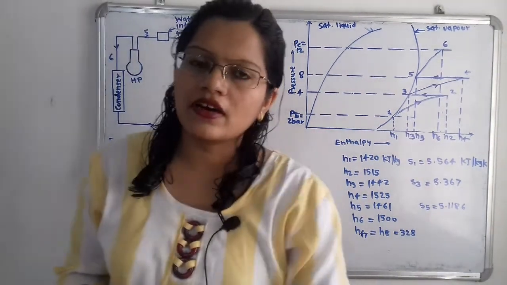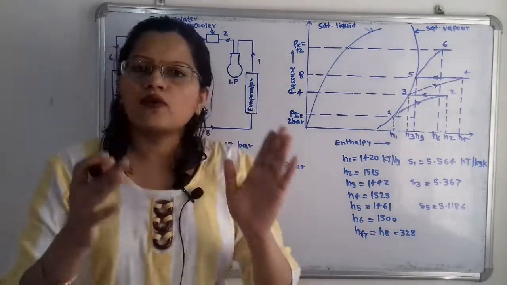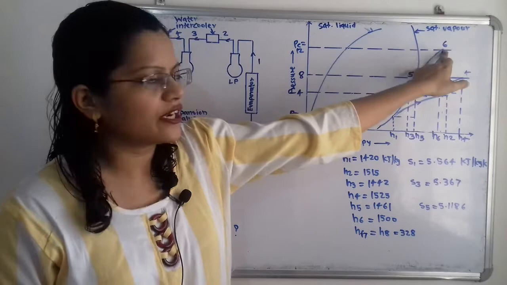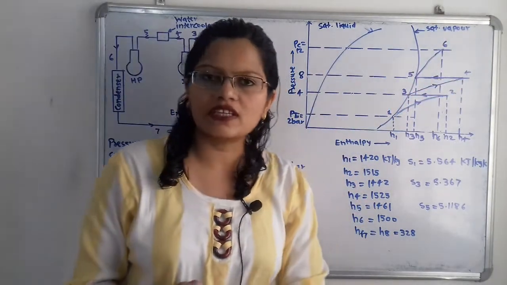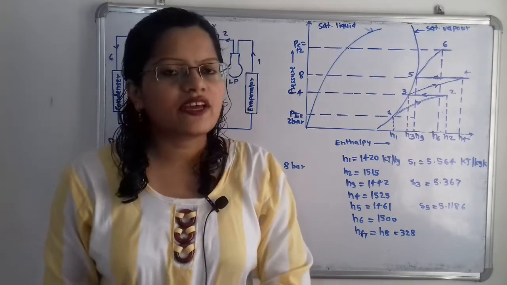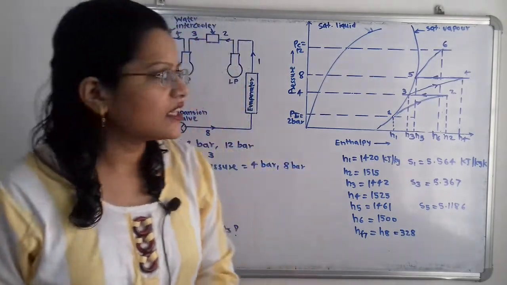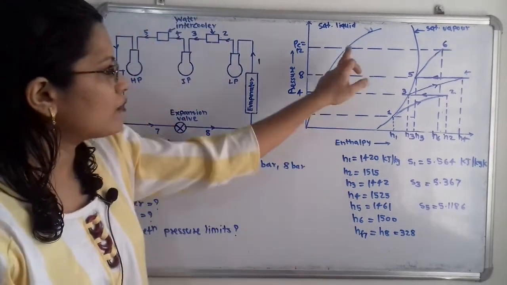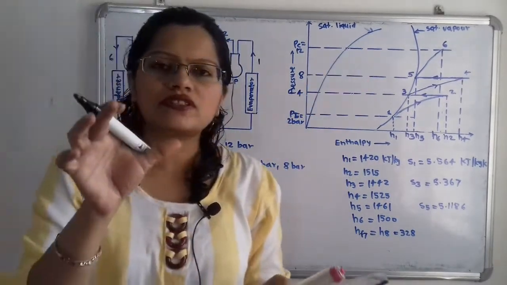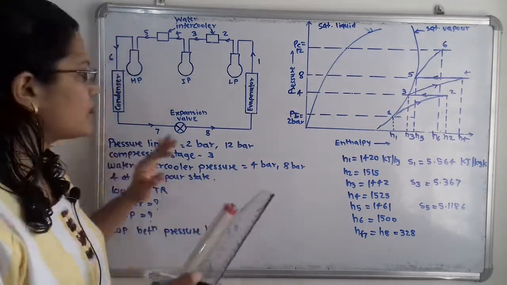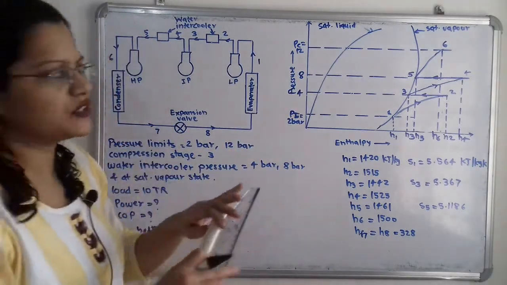Now here in the condenser cooling process is taking place. Now if we observe, here the state of refrigerant is superheated. Now the cooling process is taking place until the refrigerant reaches the saturated liquid line. So here we have to take the cooling process at constant pressure. So what will be the pressure? That is 12 bar, that will remain constant for this condensation.